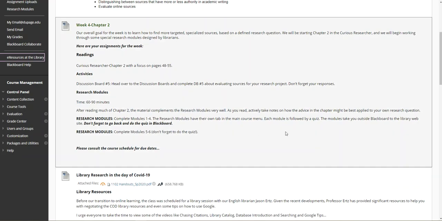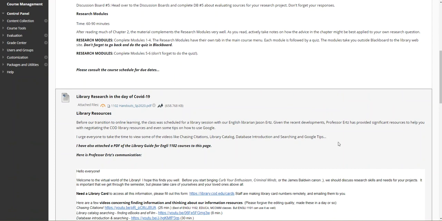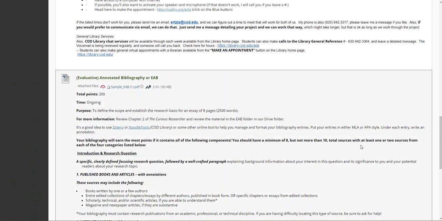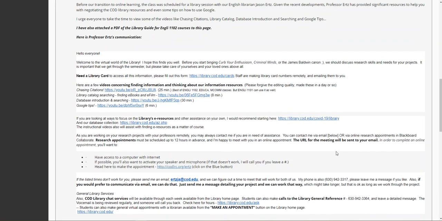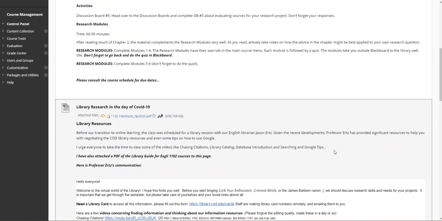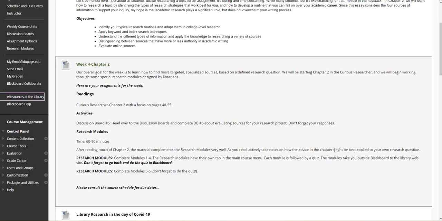The library is going over and above, okay, to help everyone during these times. All right, and it's really kind of benefited us and the online community. So this is where you want to make sure that you work through the library information here. All right, the research modules and the library there.